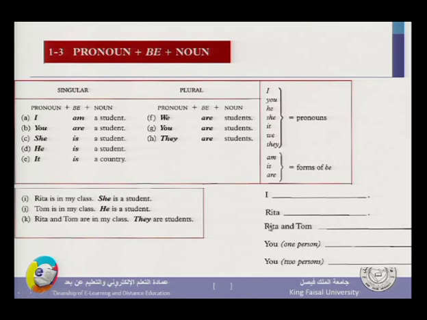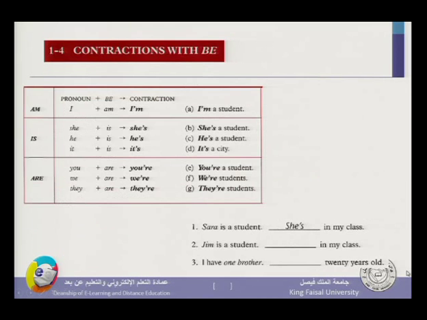What about Rita and Tom? Instead of Rita and Tom we can say they are doctors. In this case we should make it plural. You, one person: you are a doctor. Two persons: you are doctors, make it plural, because we are talking about two persons. So we learned now how to use verb to be, the different forms of be with nouns and with pronouns.